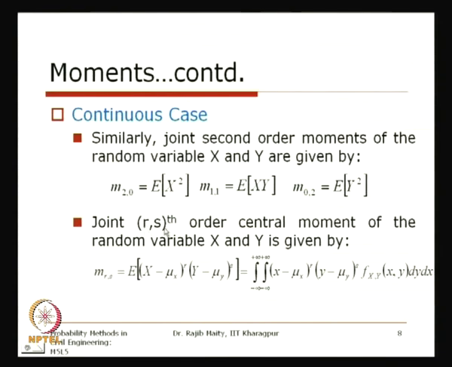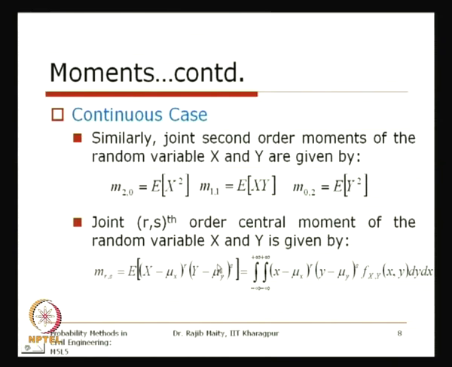So, as we are calling this the joint central moment of order (r, s), it is (x minus mu x) power r and (y minus mu y) power s. As you know, these are functions of the random variables, so you simply replace them with (x minus mu x) power r and (y minus mu y) power s, multiplied by their joint probability density, and take the integration over the entire support of the random variables.